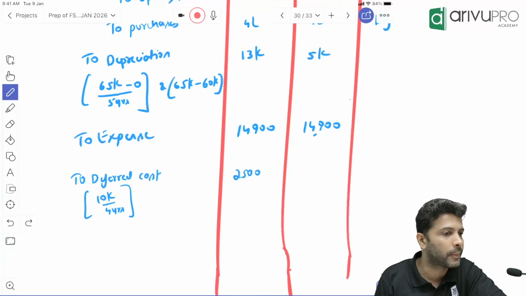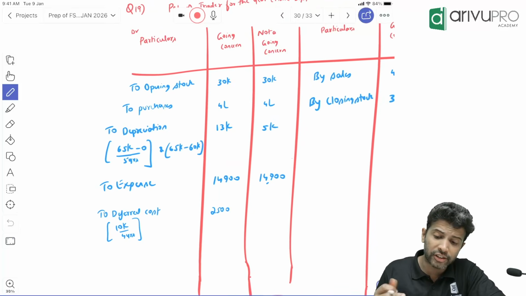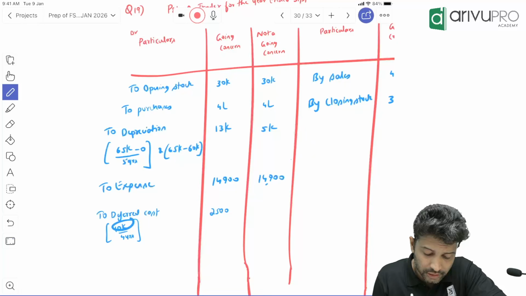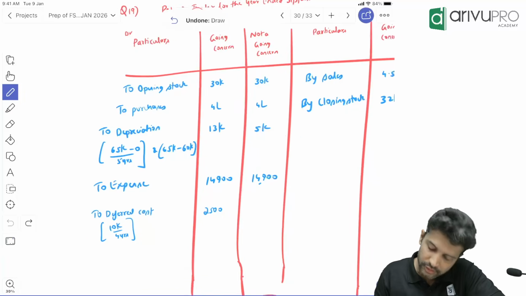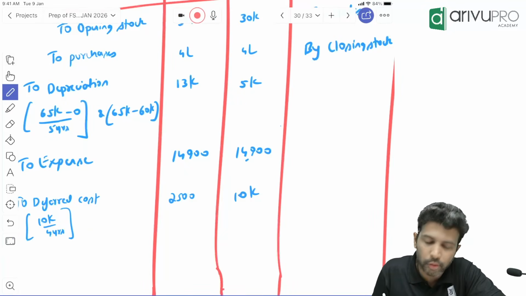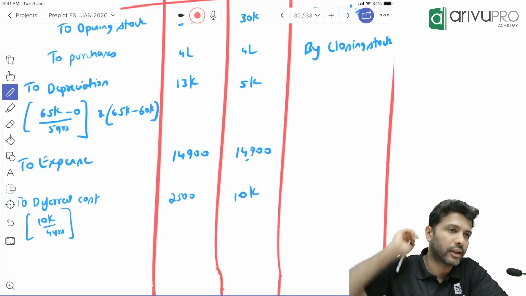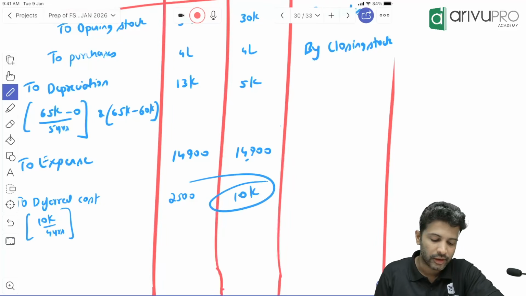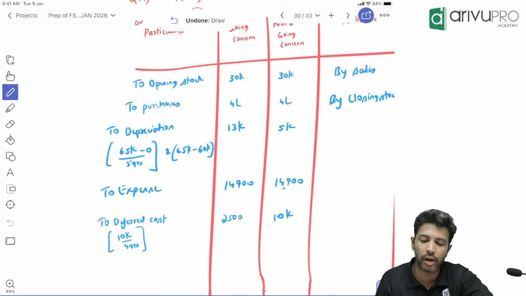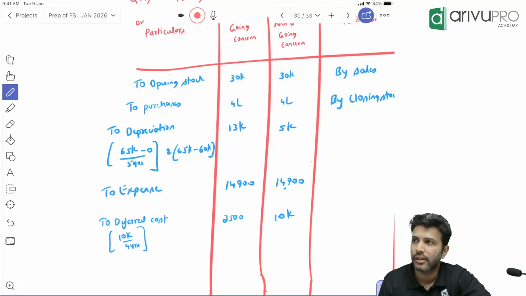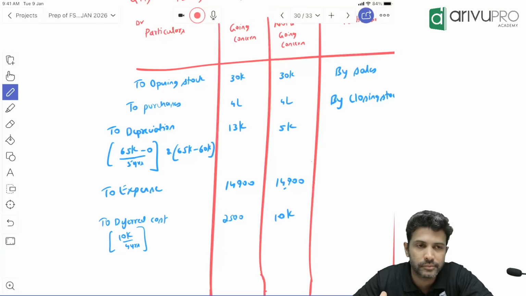If the entity is not a going concern, will you defer the 10,000 or book it immediately? The entire 10,000 you will have to book in that year, because there is no next year. If there is no next year, everything has to be accounted in the current year. The deferment of expense will not be allowed in a not-a-going-concern case. Clear?